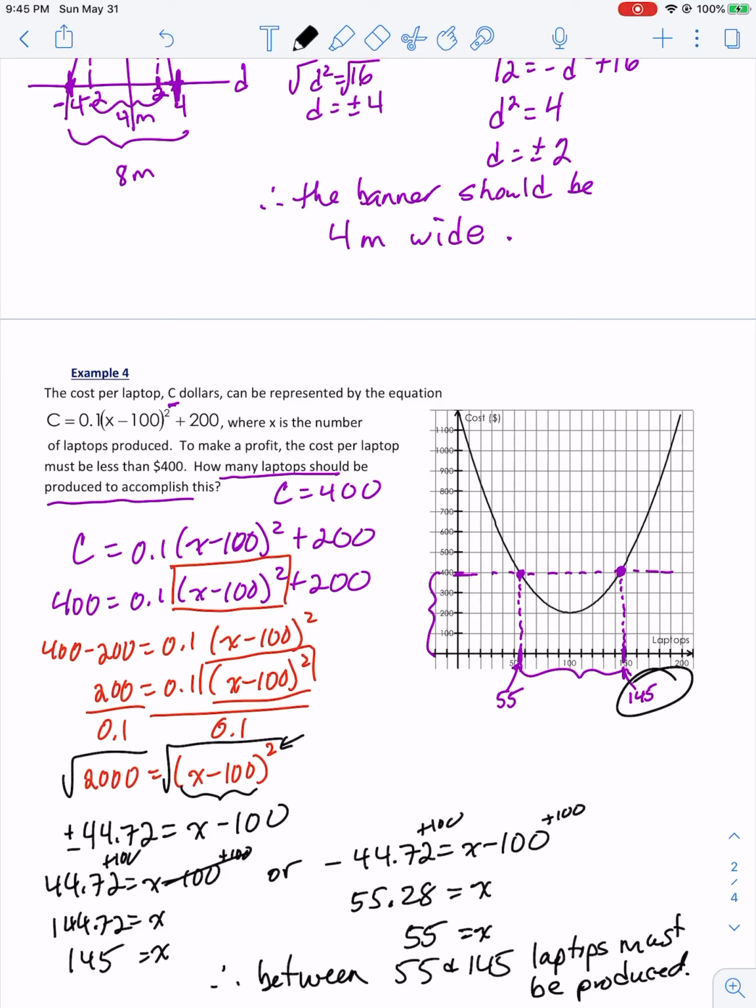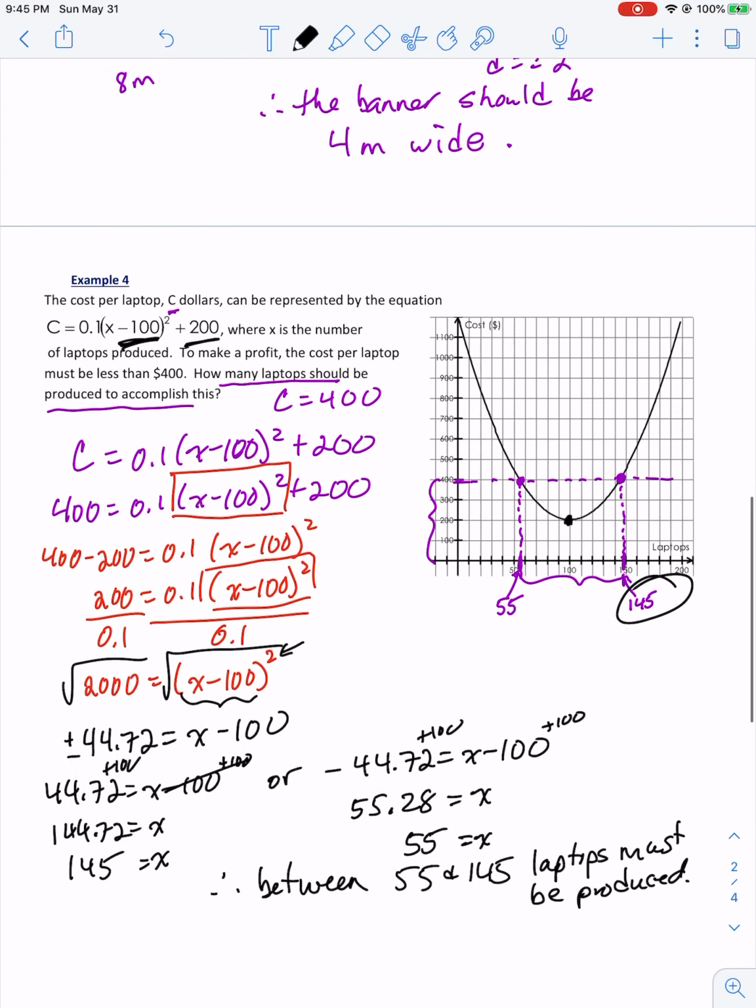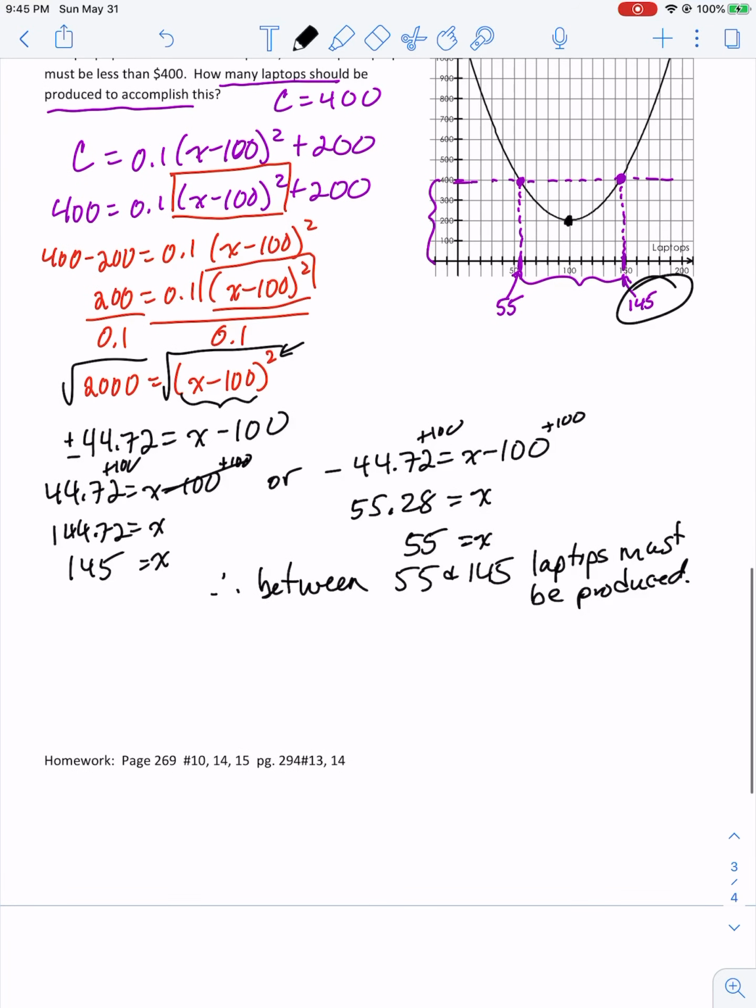Okay, and again, just from the equation, we knew that the vertex was at 100, 200, right there. And again, a picture is worth 1,000 words.